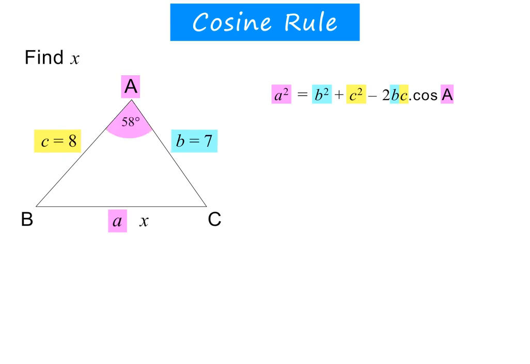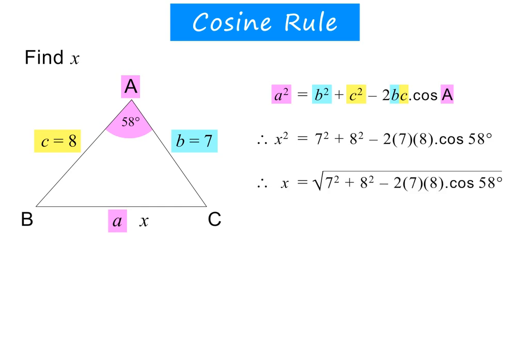Let's use the cosine rule to find x in this example. To do this, we need to write down x squared equals 7 squared plus 8 squared minus 2 times 7 times 8 times cos 58 degrees. To find the value of x, it is important to remember to take the square root when working with the cosine rule.